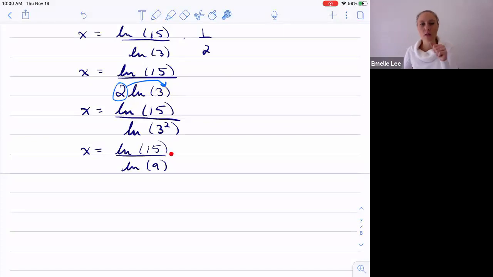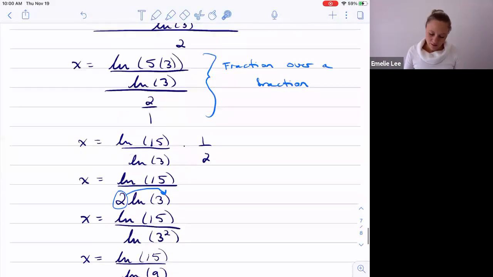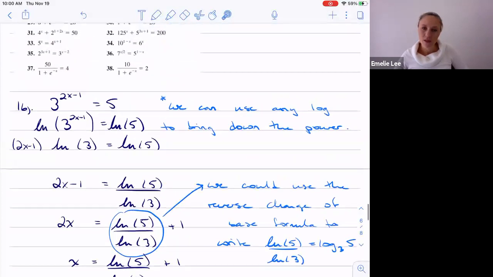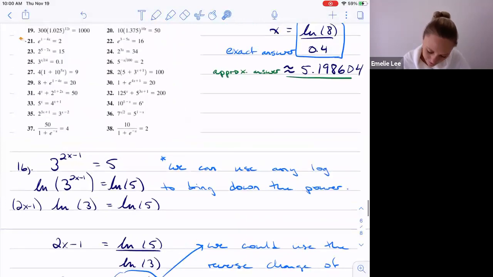Remember, the log laws only work for adding or subtracting if you're trying to combine them. So even though it looks like we could combine things here, we can't. So, good. That's a lot of work, right? But knowing those log laws is going to help you out.